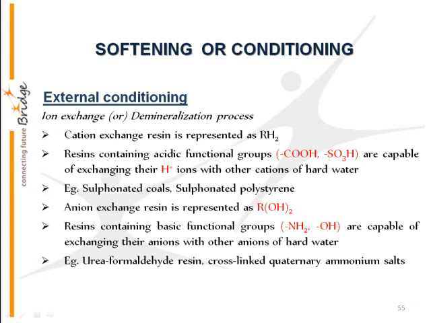Cation exchange resins are represented as RH2. They contain acidic functional groups capable of exchanging their hydrogen ions with other cations of hard water. Anion exchange resins are represented as ROH2. They contain basic functional groups capable of exchanging their anions with other anions of hard water.